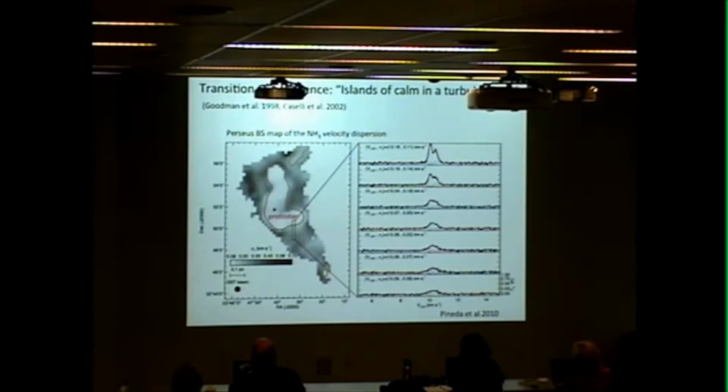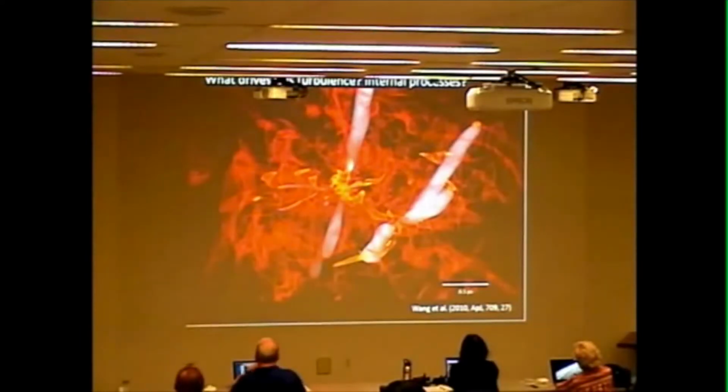Now, the problem is what drives this turbulence. So here is a simulation. You can think it's been driven by internal processes. Here is a simulation by Wang et al. that actually shows you how you can drive a messy turbulent region with jets, outflows, radiation from stars.